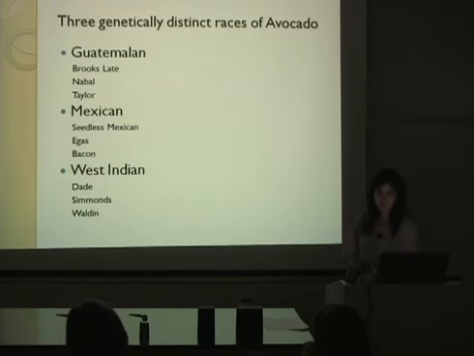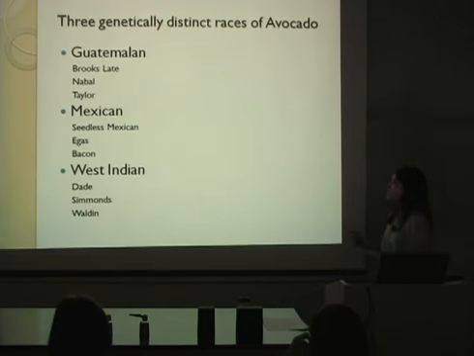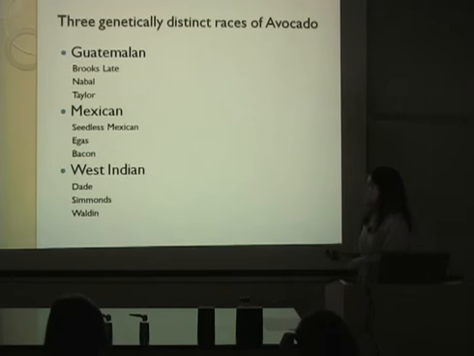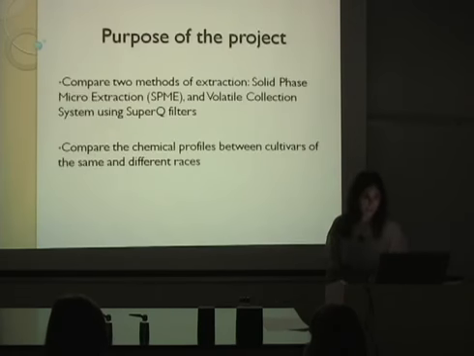So to start with my project, I want to say that there are 3 genetically distinct races of avocado. They're known as Guatemalan, Mexican, and West Indian. They're next to the bullet points on the slide, and below the bullet points you can see the 3 cultivars that I used for my particular study. Each of the 3 cultivars belongs to one of these races.